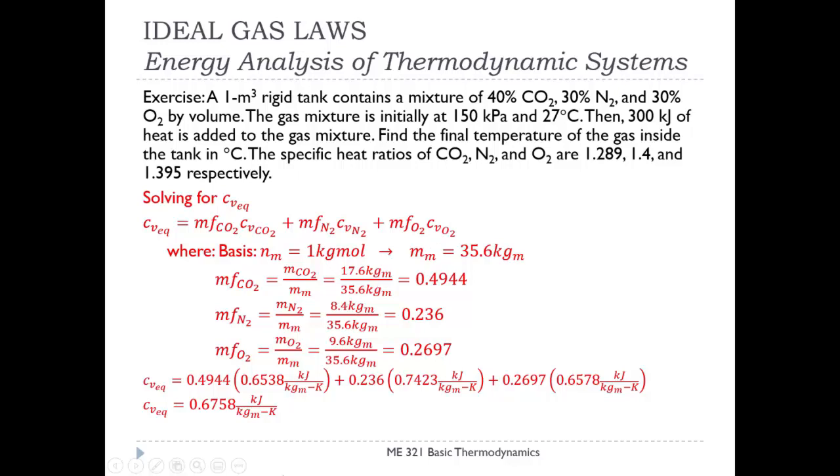Now that we have found the values of the six unknown quantities in the computation of the equivalent specific heat at constant volume of the gas mixture, we can now compute its value, and it's equal to 0.67 kilojoules per kilogram mass Kelvin.